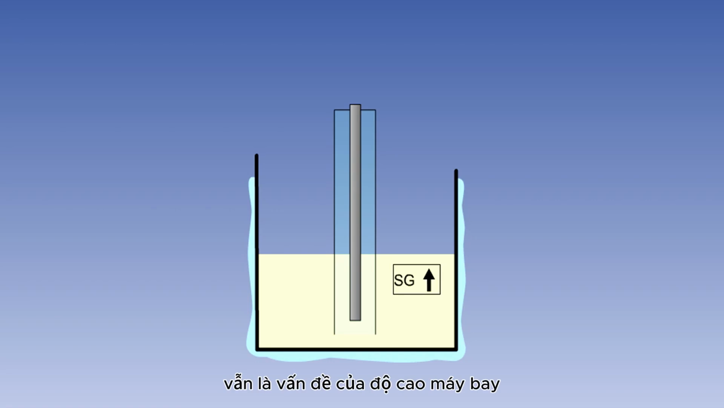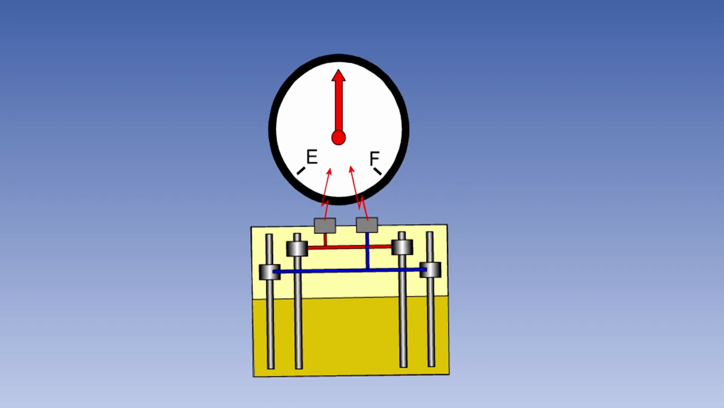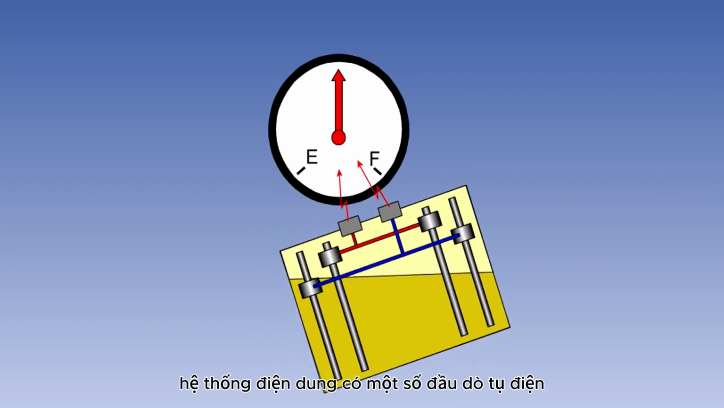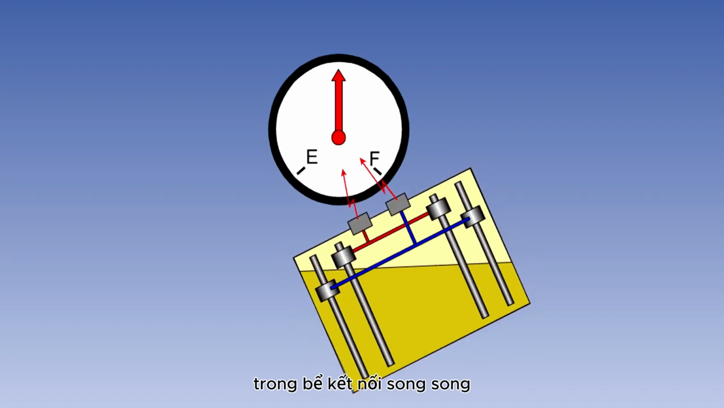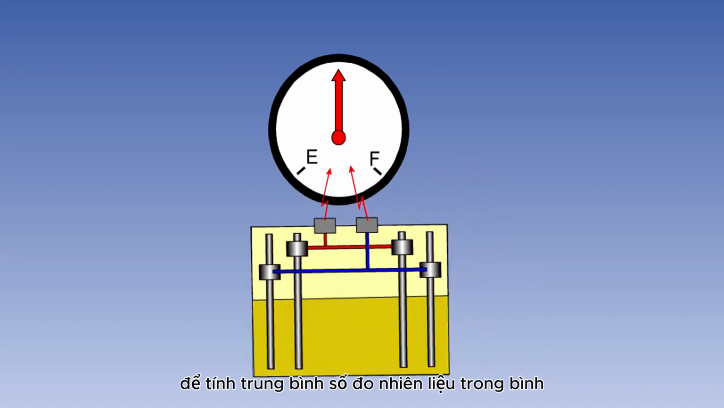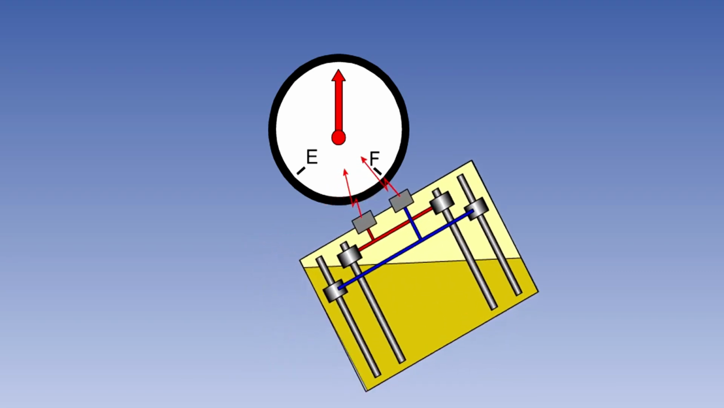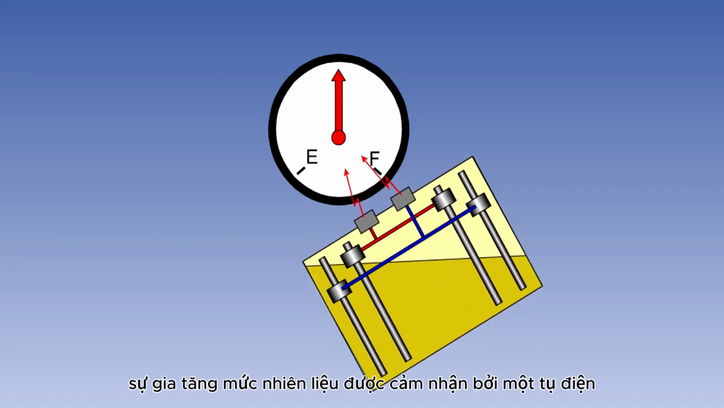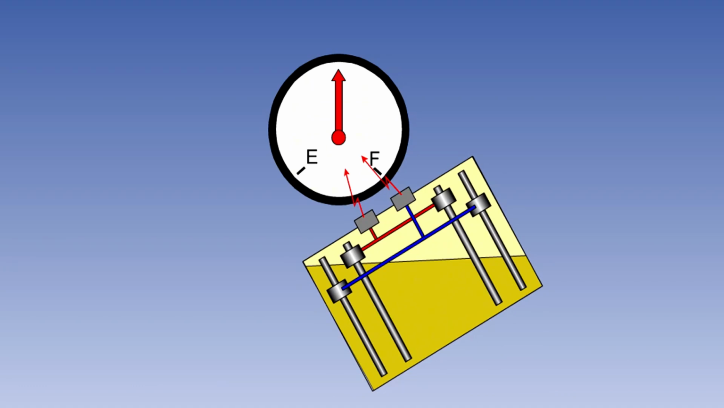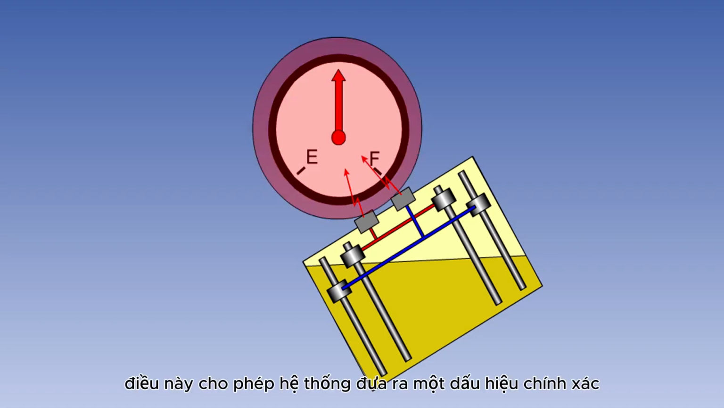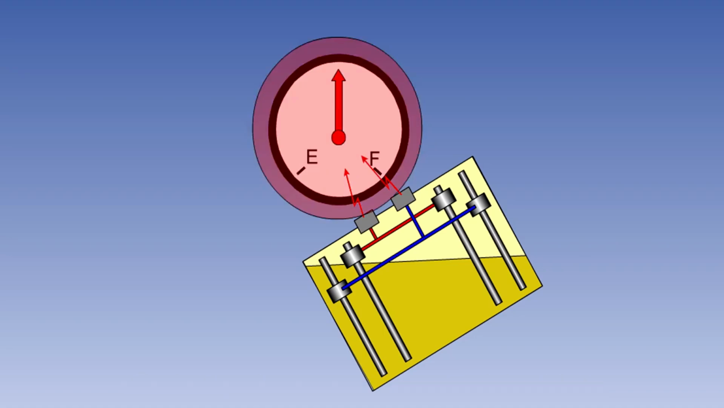There is, however, still the problem of attitude error. To compensate for changes in attitude, the capacitive system has a number of capacitor probes in the tank connected in parallel to average the measurement of the fuel in the tank. In this way, as the attitude changes, a fuel level increase is sensed by one capacitor and a decrease is sensed by another. This enables the system to give an accurate indication irrespective of the aircraft attitude.